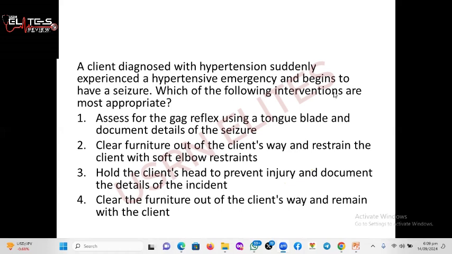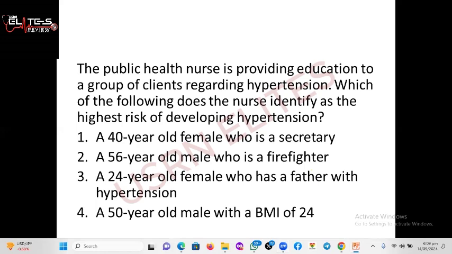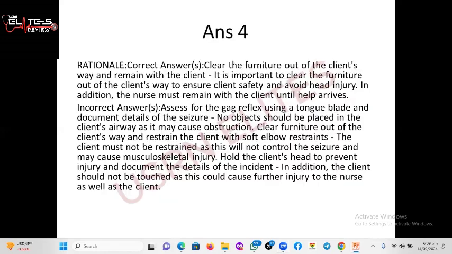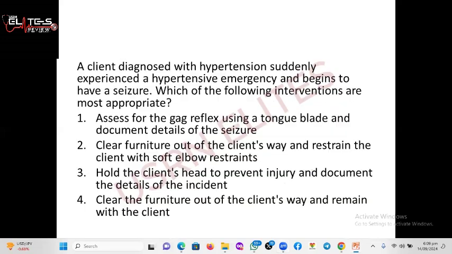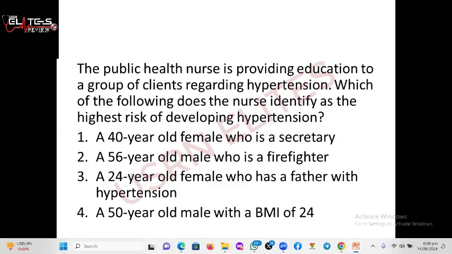Okay, so we all agree that we'll go for the fourth one, because that is the most appropriate intervention for someone who is having a seizure. The fourth one is the most appropriate thing. So this is the question I want us to do together. Then we move on from there to the last part of our class for today.